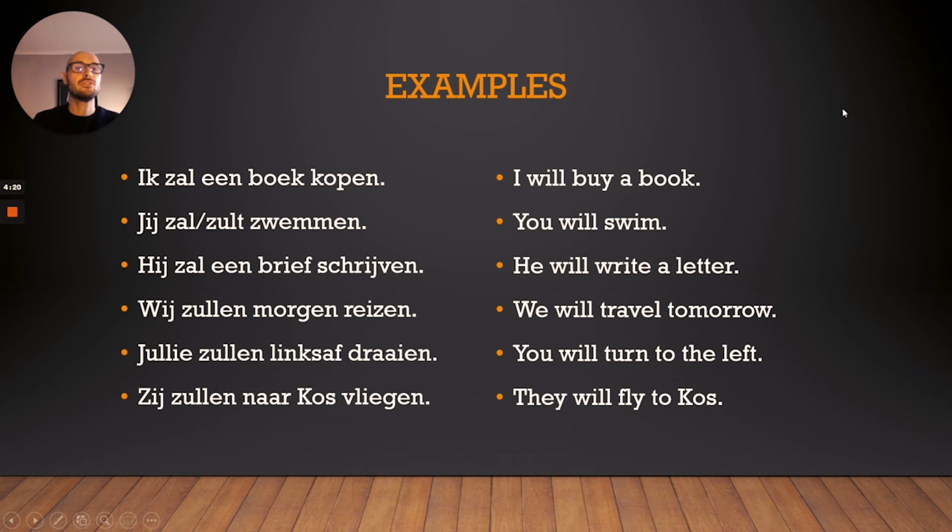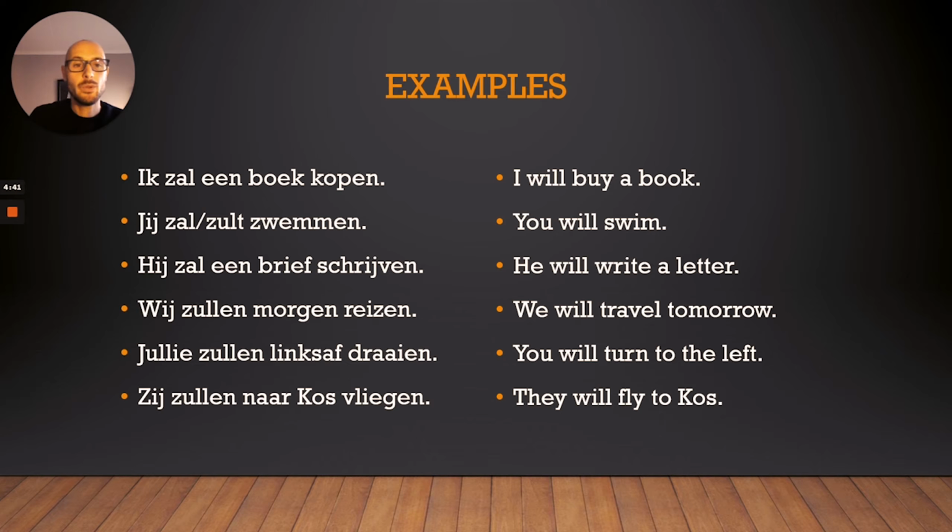Okay, now I'm going to give you some examples, and I want you to focus on the position of the infinitive, alright? Because in English, for instance, the first sentence, I will buy a book. As you can see, will is your auxiliary verb, buy will be your infinitive, and they stay next to one another. In Dutch, we don't do that.